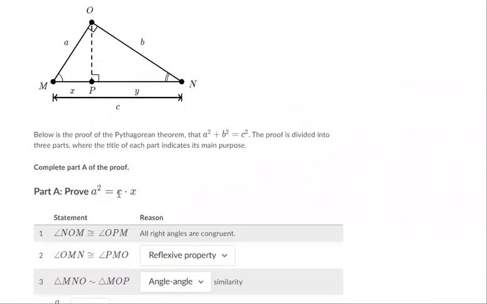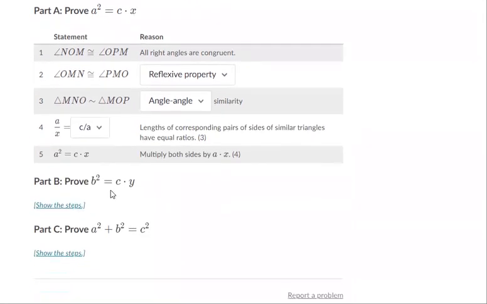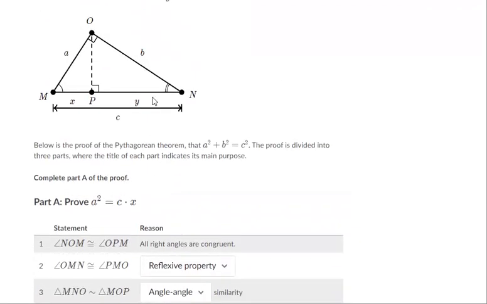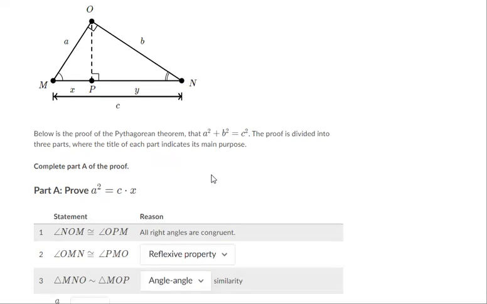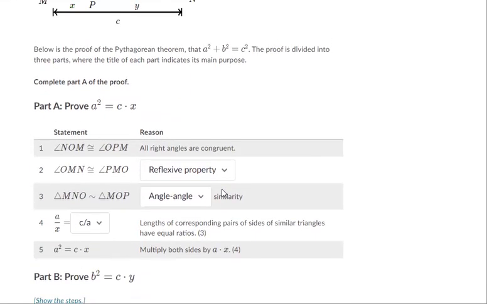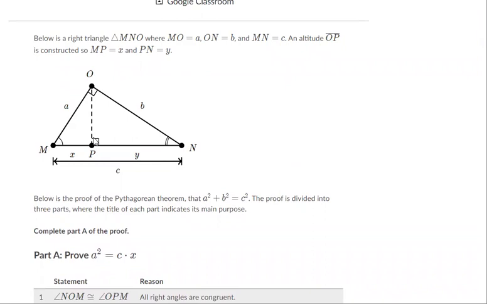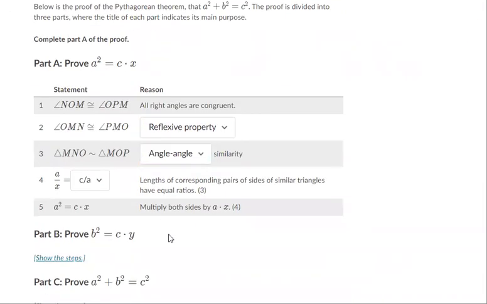So basically while we are doing this one, we prove that the square of A is equal to this piece X times the hypotenuse. And if you use a similar way, you can prove B squared equals C times Y, which is the square of the other line is equal to this piece Y times the hypotenuse, okay? That is exactly the same thing as the first part. The only difference is now you are going to use this triangle and the larger triangle to do the similar steps.